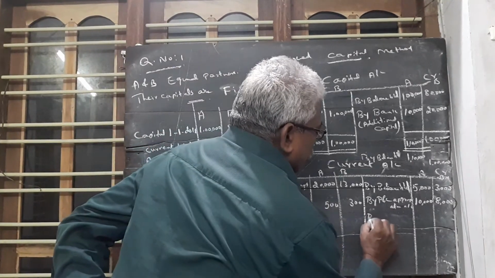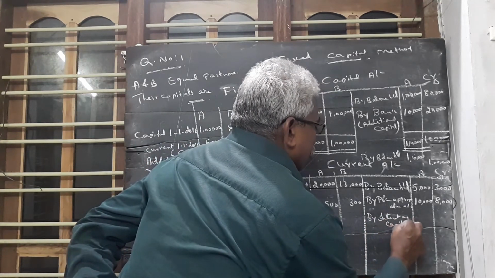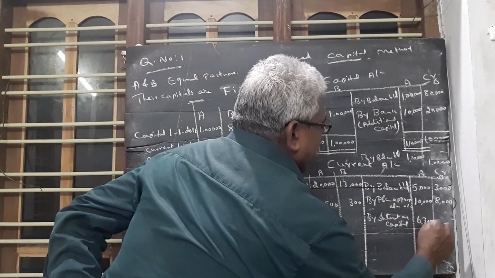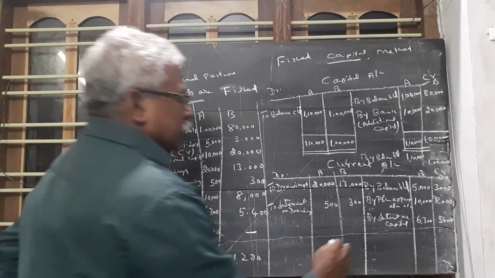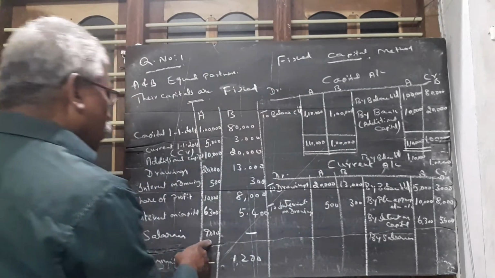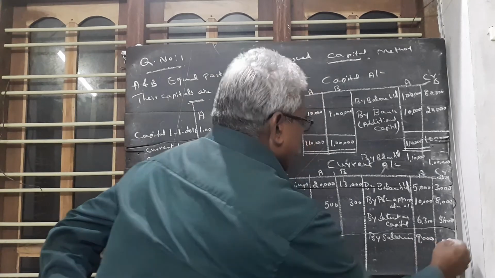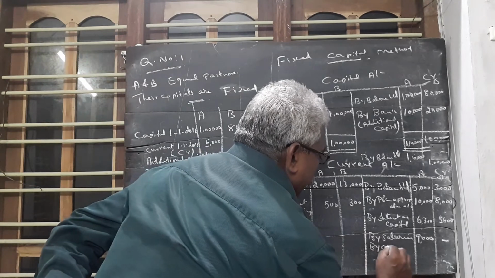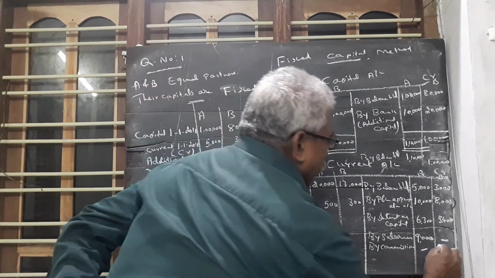Then by interest on capital. Interest on capital of A is 6,300, B 5,400. Then by salaries, only A is entitled to get a salary, so 9,000 rupees. Then by commission, only B is entitled to get a commission of rupees 1,200.